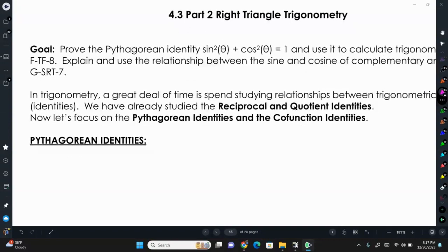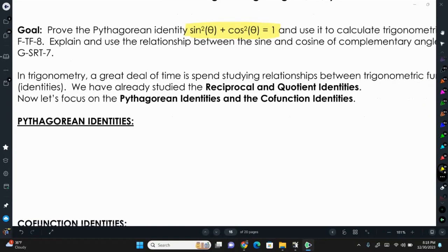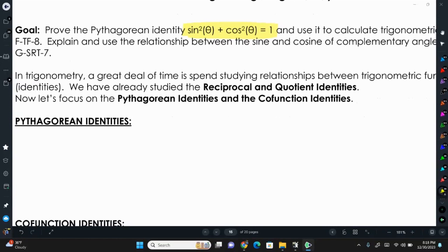Now, what I want to note to you guys is that last year you should have seen something that says sine squared theta plus cosine squared theta equals 1. That's called a Pythagorean identity. But before we talk about where that comes from, I want to note a couple of things about notation.